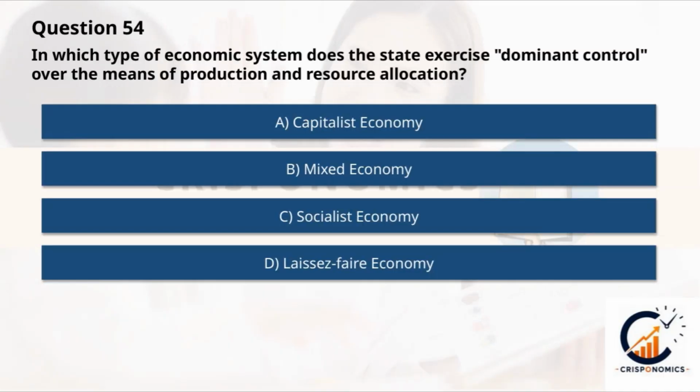Let's look at different types of economic systems: capitalist, mixed, socialist, and laissez-faire. The question here is, in which system does the state have dominant control over production and resources? It's about who calls the shots, the government or the market. Understanding this helps us see how economies organize themselves and who holds the power to decide what gets made and how. Think about the role of the state in each system as we move forward.